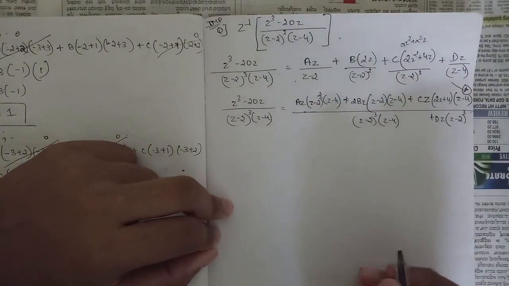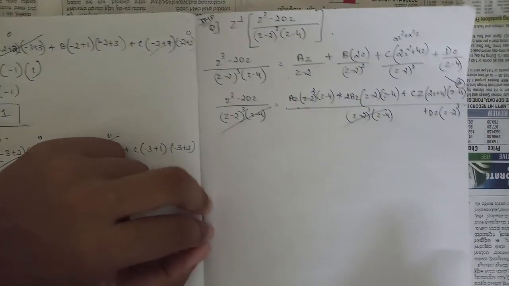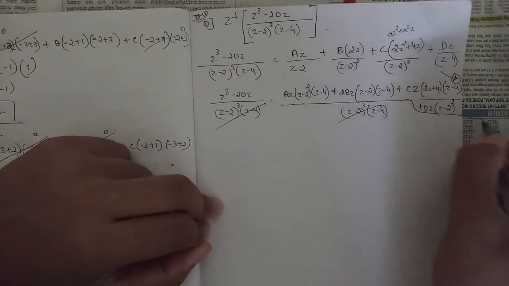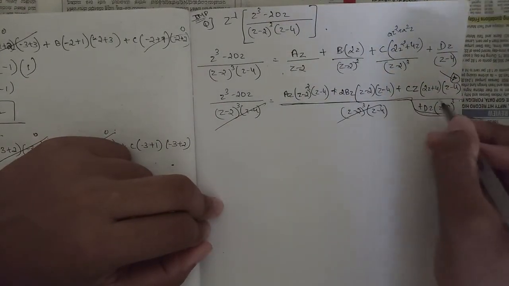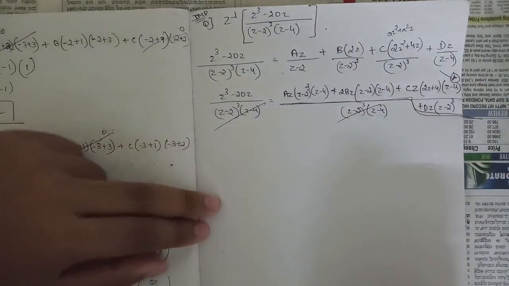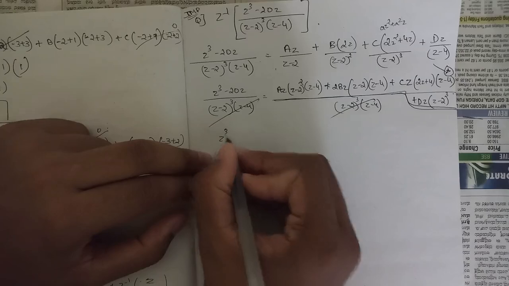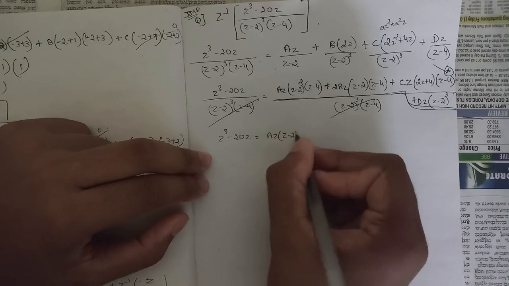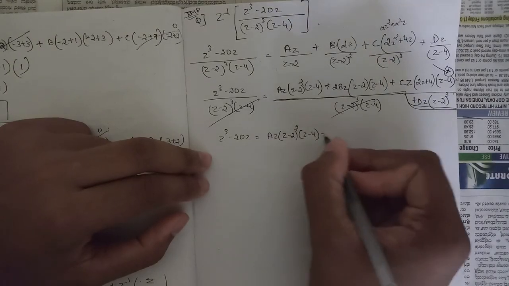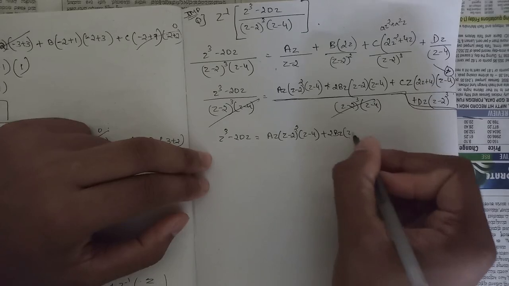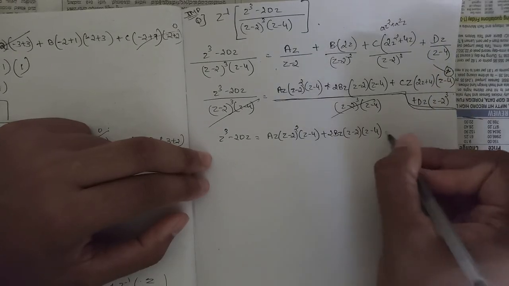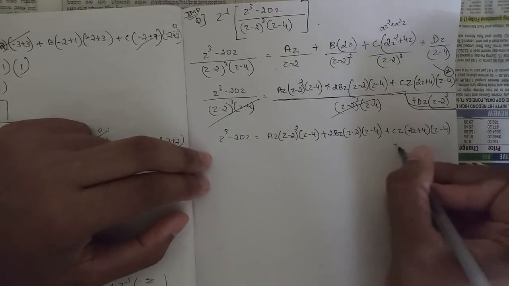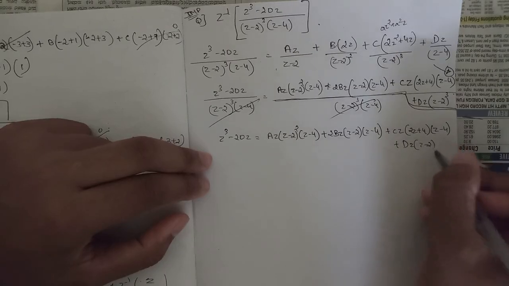Okay, so we can cancel the denominator. So this is one single term, okay, this is whole divided by, so don't confuse it. So now the remaining terms are z cube minus 20z equal to az into z minus 2 whole square into z minus 4 plus 2bz into z minus 2 into z minus 4 plus cz into 2z plus 4 into z minus 4 plus dz into z minus 2 whole cube.